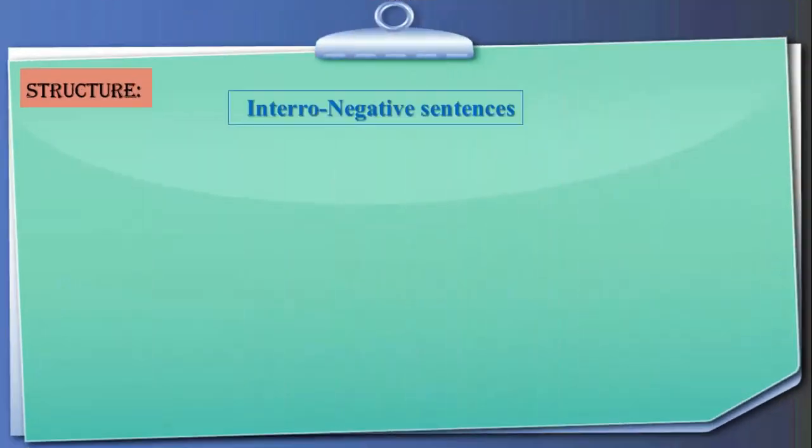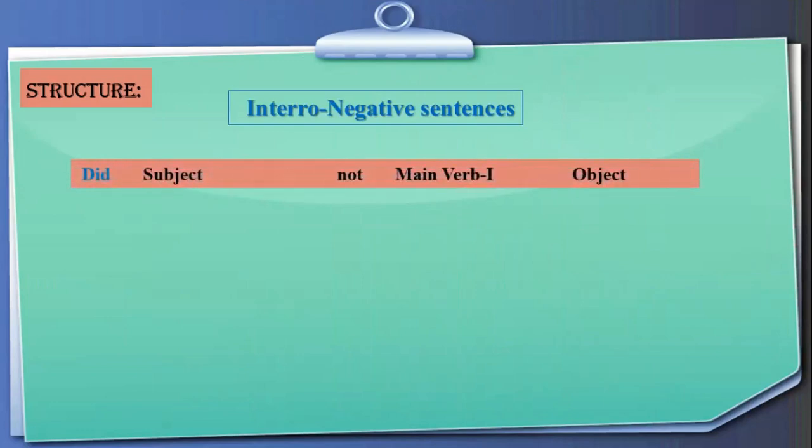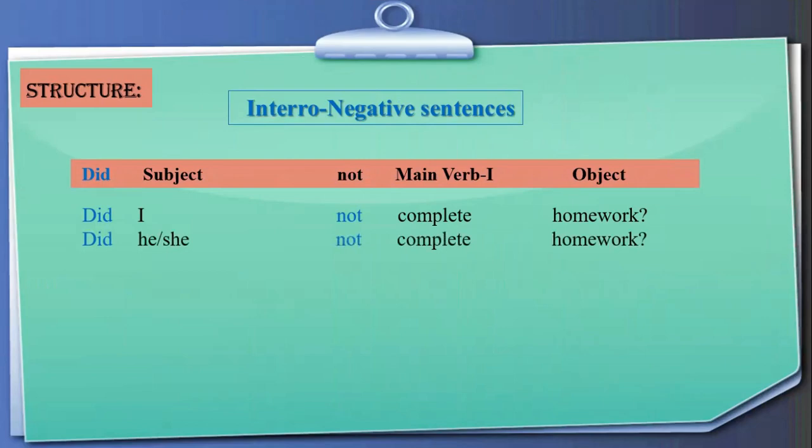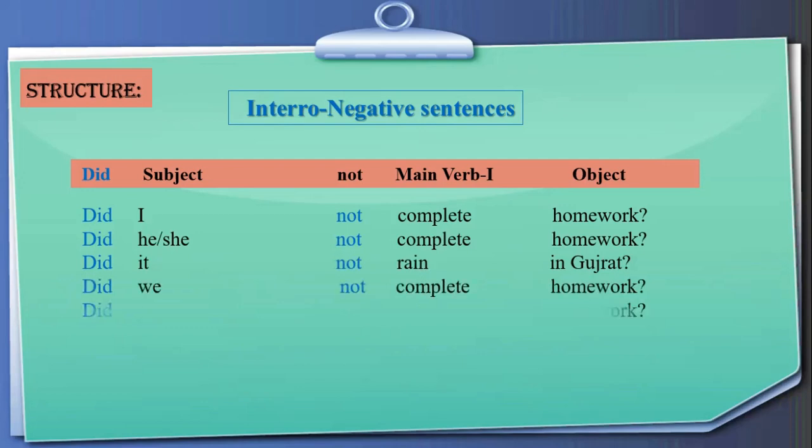Here is the structure of interro-negative sentences. Did, subject, not, main verb, first form, object. Did I not complete homework? Did he or she not complete homework? Did it not rain in Gujarat? Did we not complete homework? Did you not complete homework?